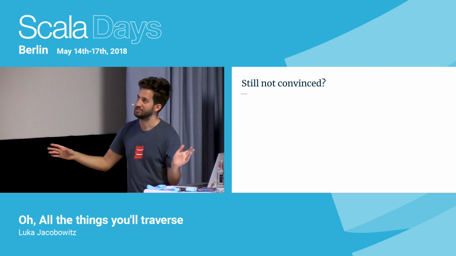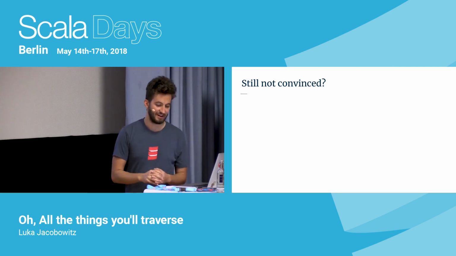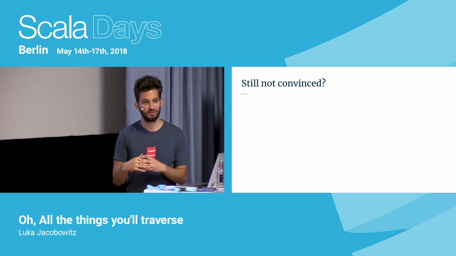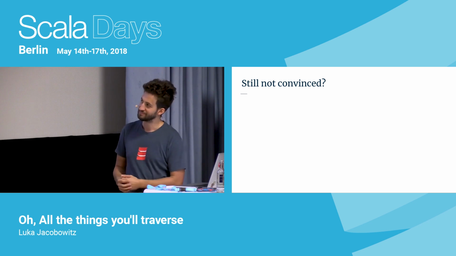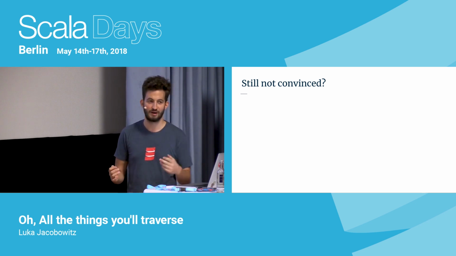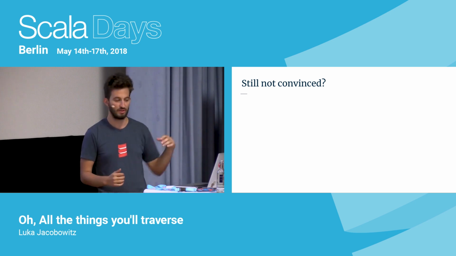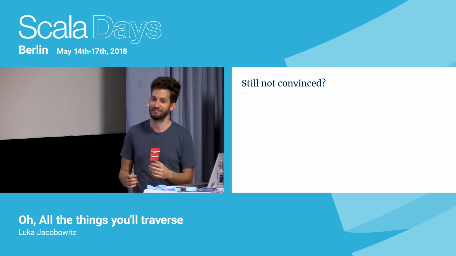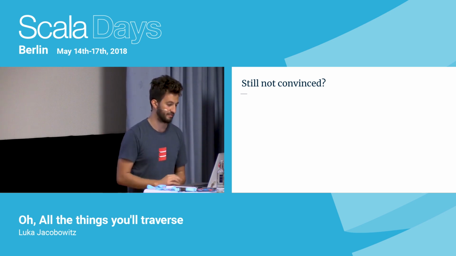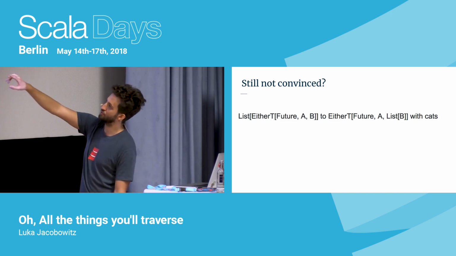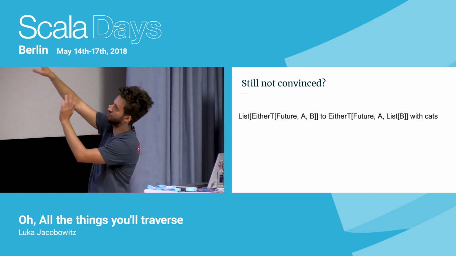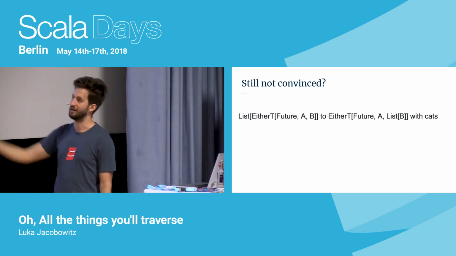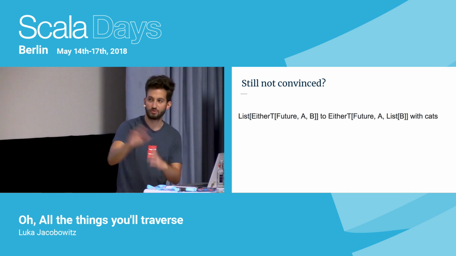Okay, so still not convinced. This is kind of a joke, but because this question about how to turn one thing into another comes up so often, I couldn't really let that go. So what I did was I looked at my Stack Overflow history of the last 6 months and at all my answers, and I picked all the questions that could be answered with, oh, that's just traverse. So we have this: how do I turn a list of EitherT Future A B into an EitherT Future A list B? And if you think away all this EitherT A B thing, this is just turning it inside out. So this is just sequence or traverse.